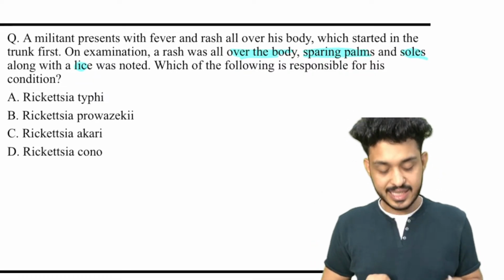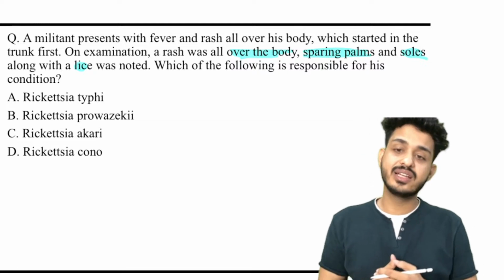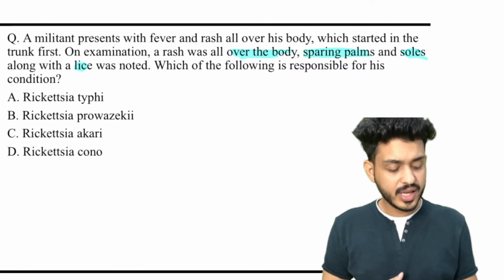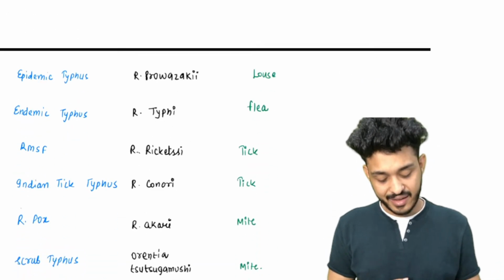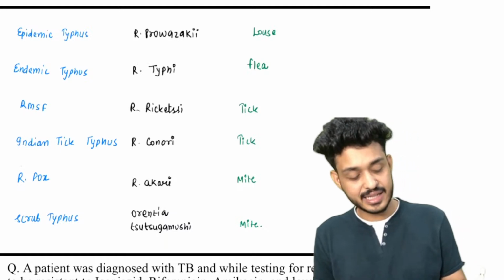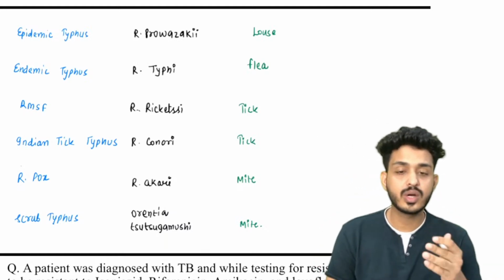Is it Typhi? Is it Prowazekii? Is it Akari? Is it Conorii? Okay, how will you differentiate? How will you remember? We are having this thing, guys. This is the important one. You know what is happening?